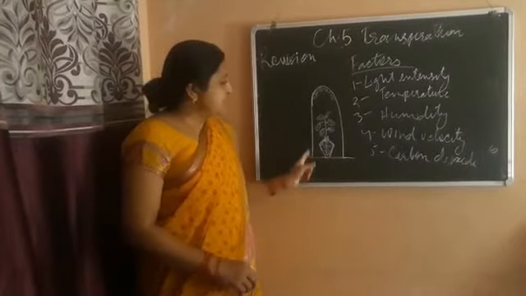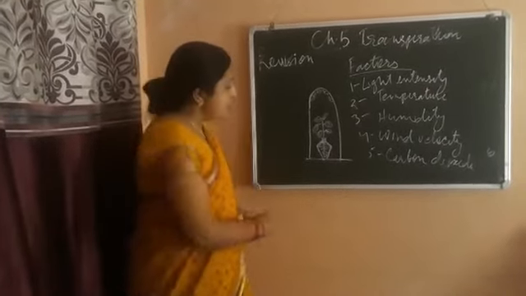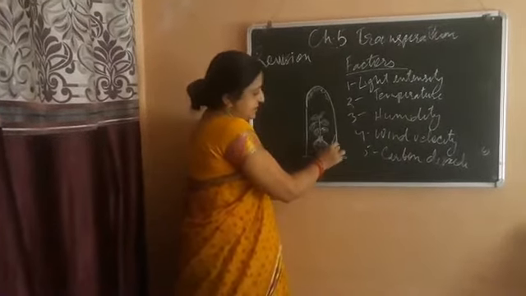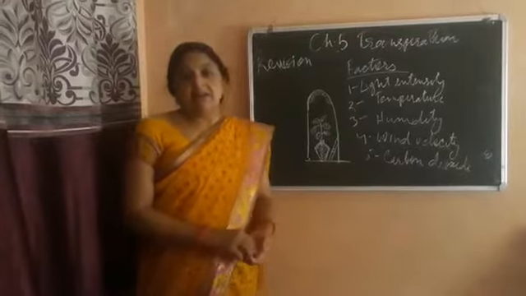This apparatus is called bell jar. If a cobalt chloride paper is kept here, it turns pink.